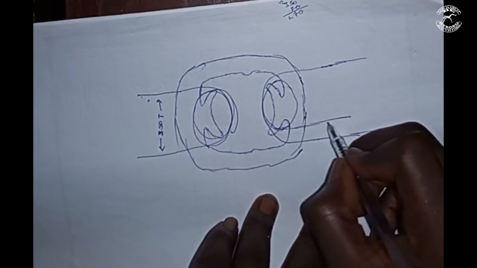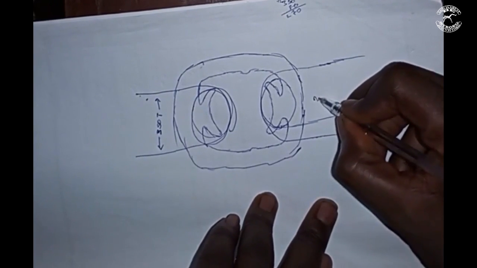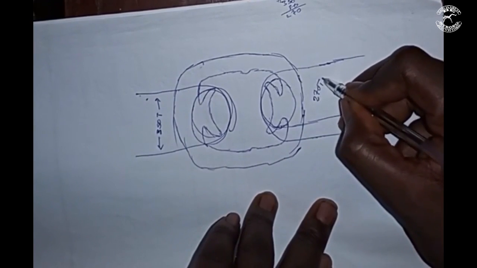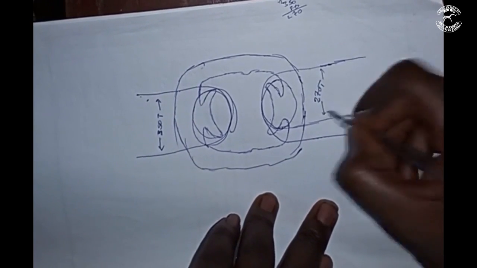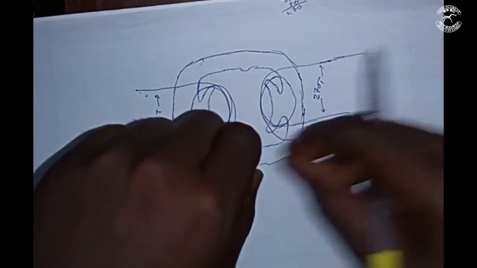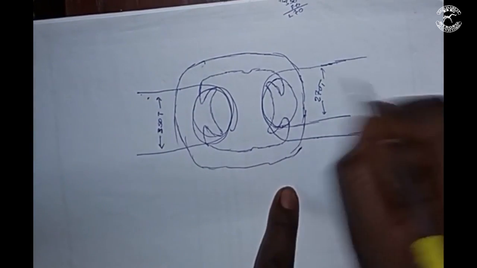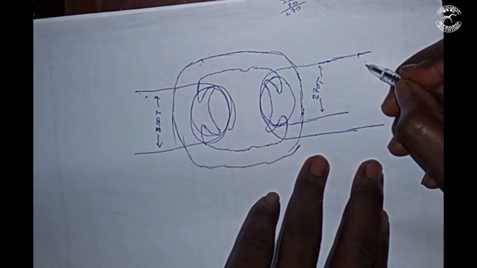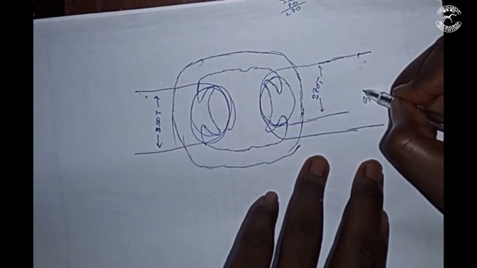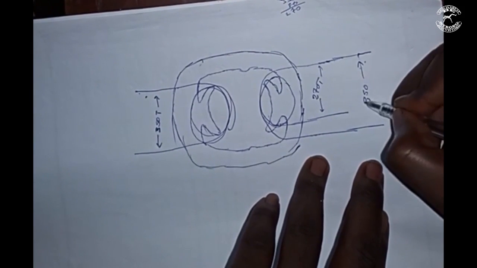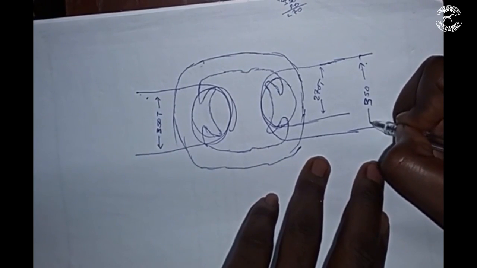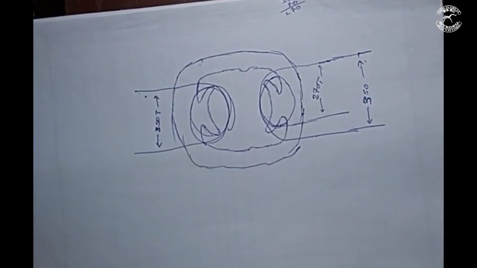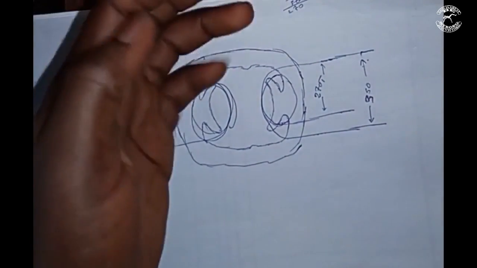I first spent 270 turns, and then I just brought a loop outside, just brought the two wires outside, and I continue spinning it again until it reached 350. So the whole thing is 350. The whole thing is 350 turns. It's very simple.